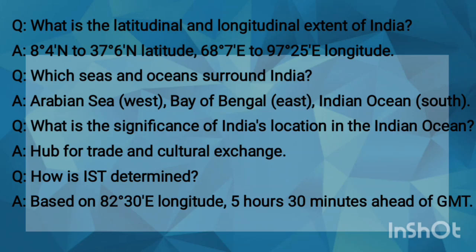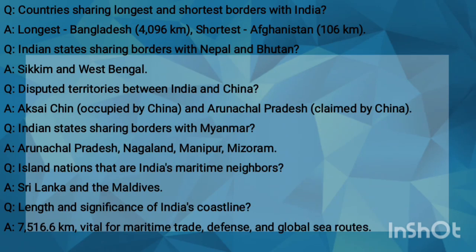How is the Indian Standard Time determined? IST is based on 82 degree 30 east longitude, which passes through Allahabad, and is 5 hours and 30 minutes ahead of GMT. Which countries share the longest and shortest borders with India? India shares its longest border with Bangladesh, 4,096 km, and its shortest border with Afghanistan, 106 km.